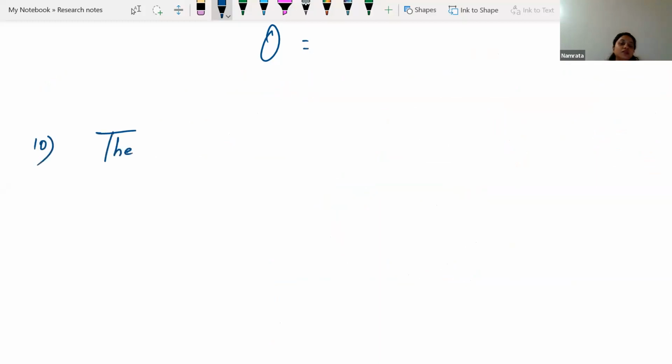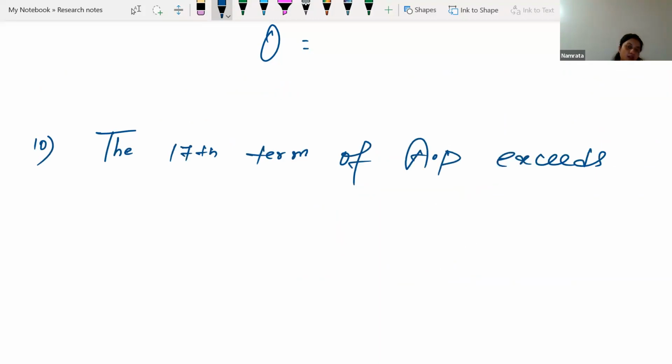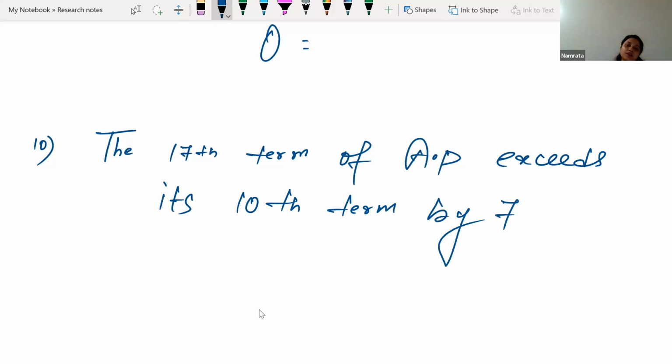The 17th term of an AP exceeds its 10th term by 7. Find the common difference.